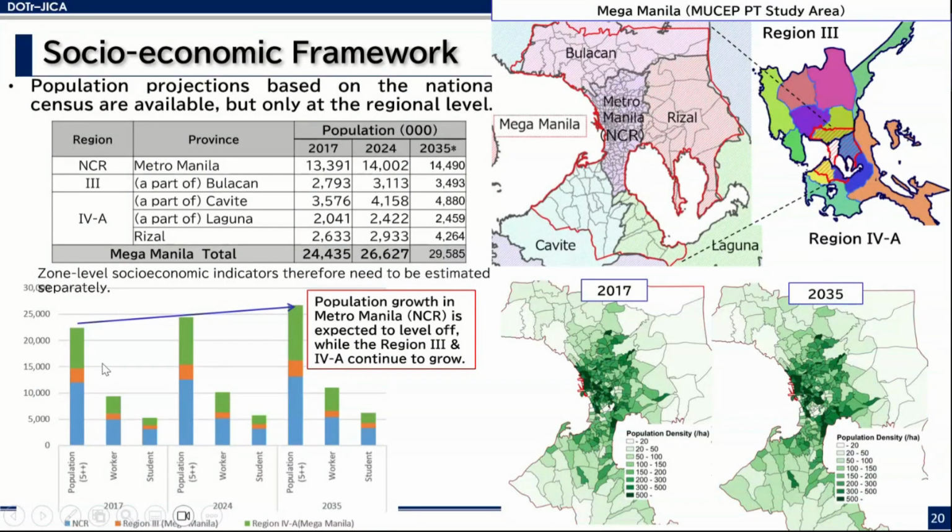On the other hand, the population growth in Region 3 and Region 4A seems to be so rapid, and the phenomenon called urban sprawl can be expected. You can see that the dense area will be expanded along the northern side and the southern side.